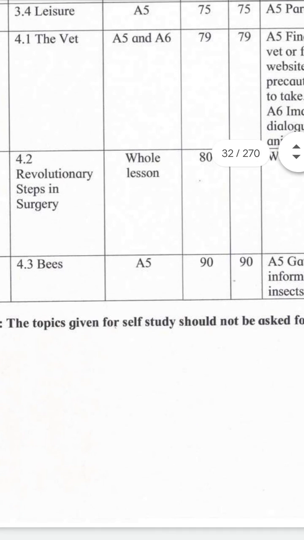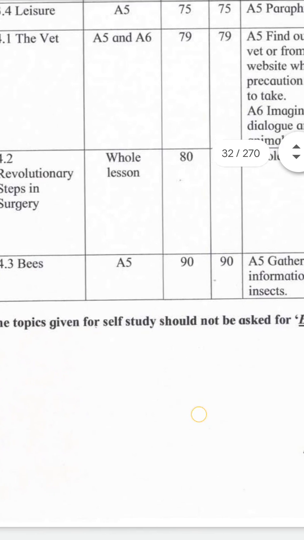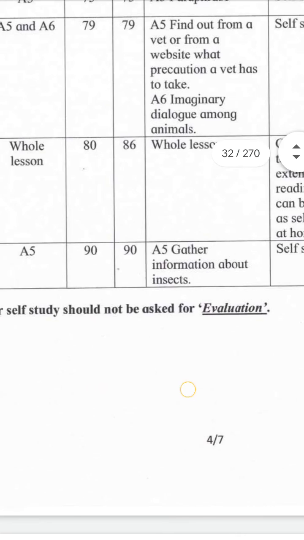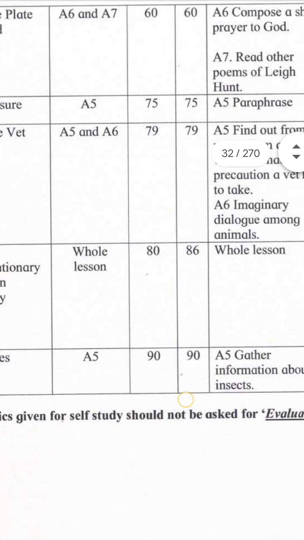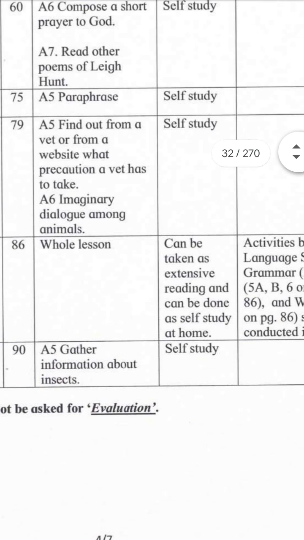Then 4.3, Bees. Question number 5, which falls on page number 90, is omitted again. So the topics given for self-study should not be asked for evaluation. All these are for self-study and they should not be asked for evaluation.